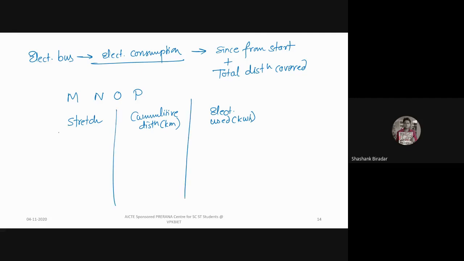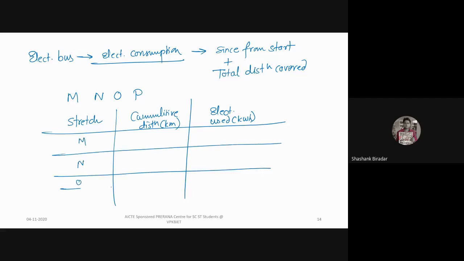So we are having one table, right? This M, this N, this O, and this P. So distance traveled is 45 kilometers, and the electricity consumption in kilowatt hour is 12, 25, then 45, and 57. Then, to travel the bus from the start to the destination M, the distance is 20 kilometers, and how much electricity is consumed? 12 kilowatt hour. Like from start to point P, total distance and electricity consumption.